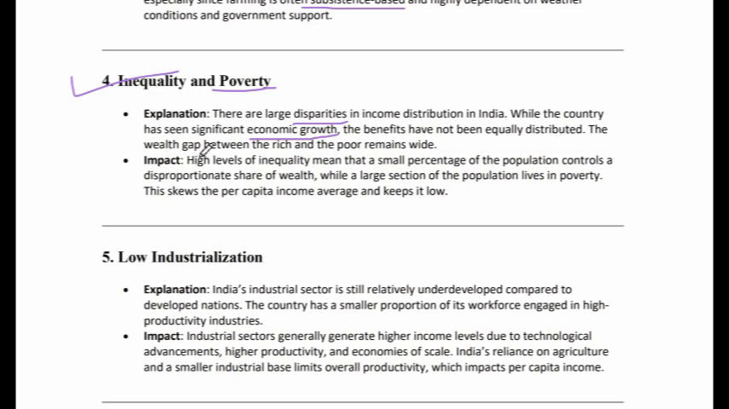दी वेल्थ गैप बिटवीन रिच एंड पुअर रिमेन्स वाइड. तो वो तो है, अमीर बहुत अमीर है और गरीब बहुत गरीब है. हाई लेवल्स ऑफ इनइक्वालिटी मीन दैट अ स्मॉल परसेंटेज ऑफ पॉपुलेशन कंट्रोल्स, बहुत कम 10% या 5% जो पॉपुलेशन है वो बहुत ज्यादा वेल्थ है उनके पास, जबकि लार्ज सेक्शन ऑफ द पॉपुलेशन के पास जो पॉवर्टी में रहती है उनके पास बहुत कम पैसा है.